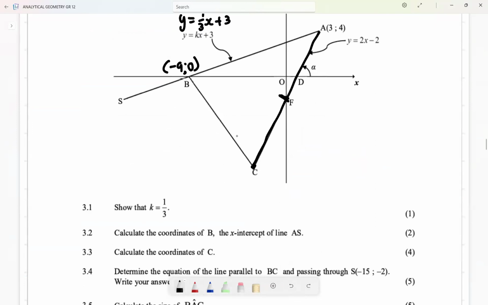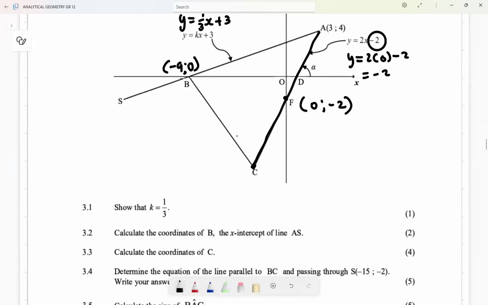So how can I find the coordinates of F? They told me that F is the y-intercept. So on this equation, for the y-intercept, I let x equal to 0. So y is going to be -2. I'm just proving for people who are not so sure. So F as a coordinate: when x is equal to 0, y is equal to -2.